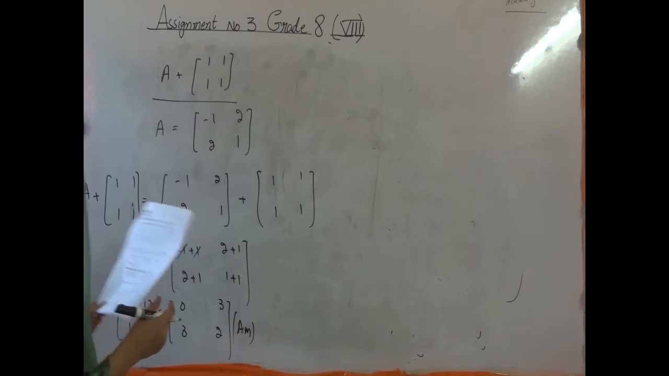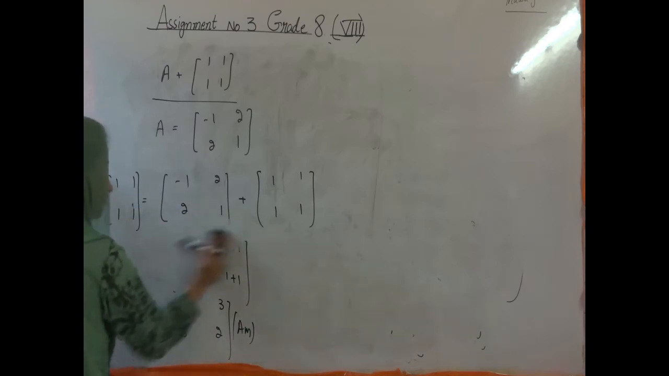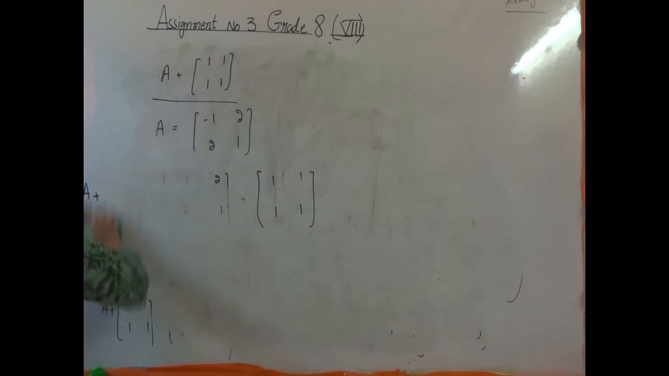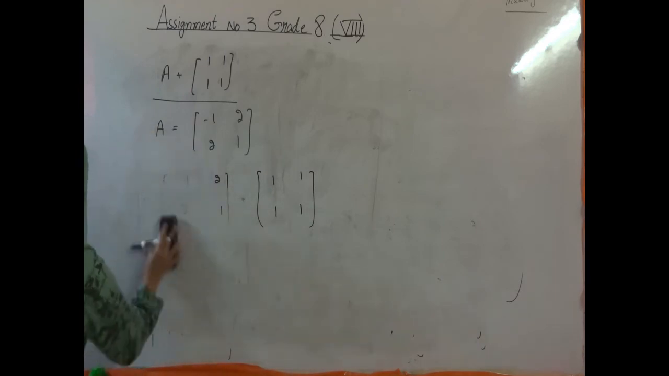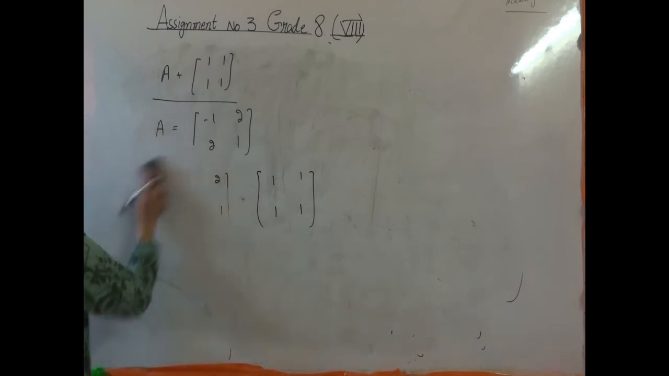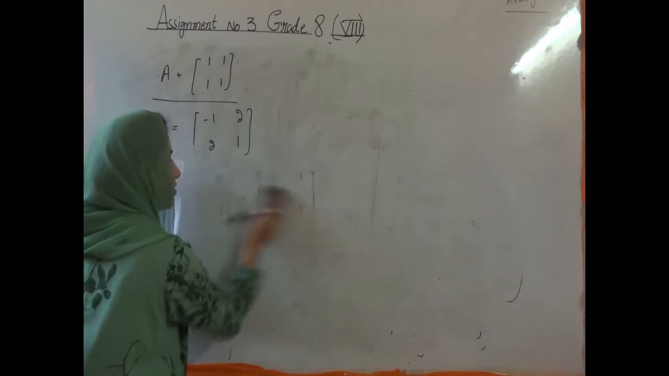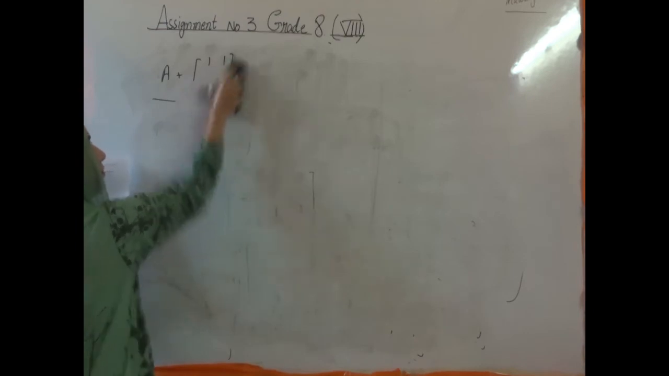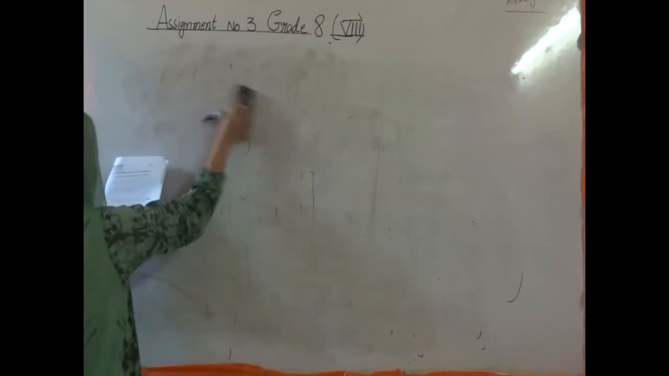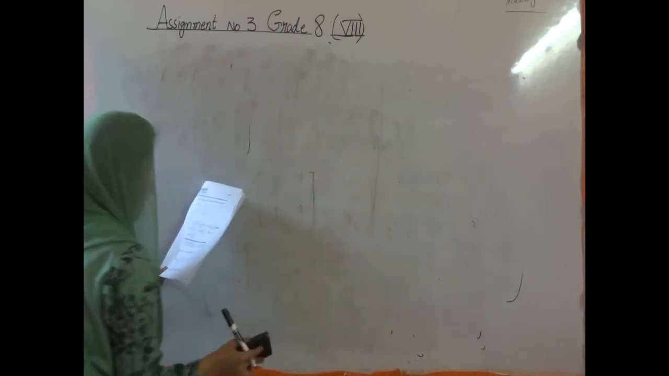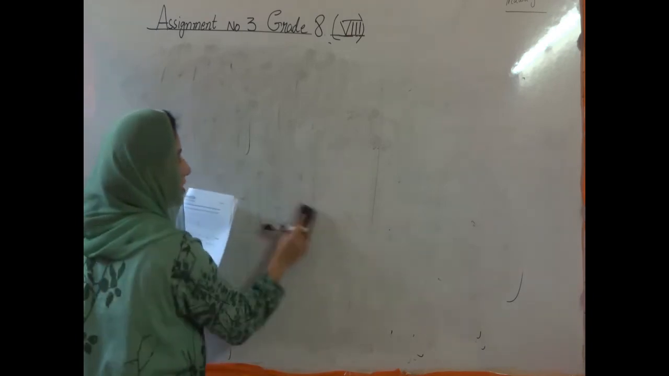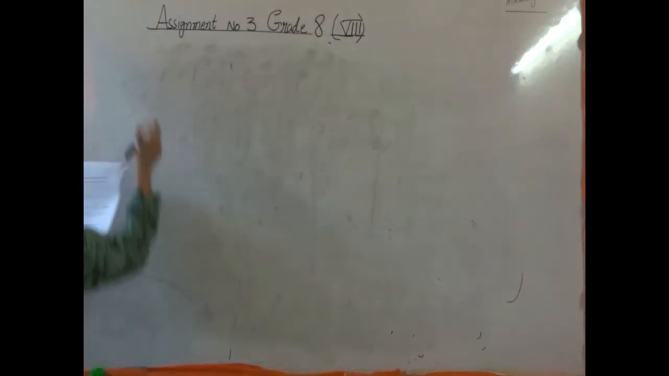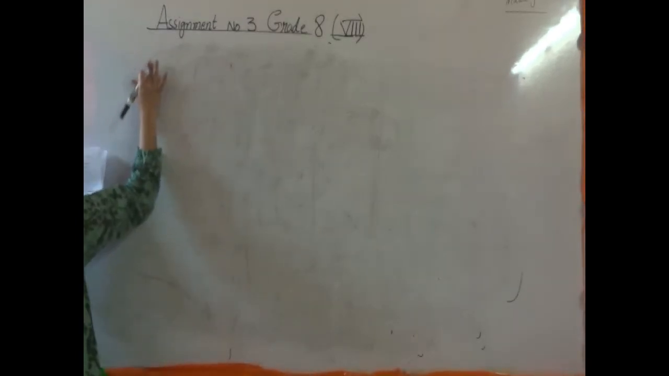Okay, question number 3 is: you will practice all of these questions in your own register. Question number 3, perform the indicated operation and simplify the following. Means, how can we perform this? Let's suppose the part A is question number 3.